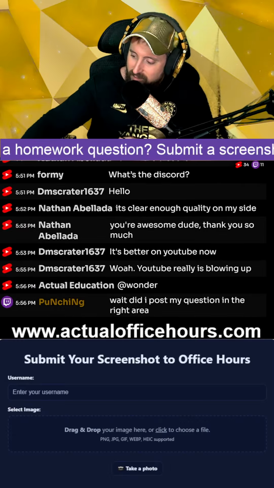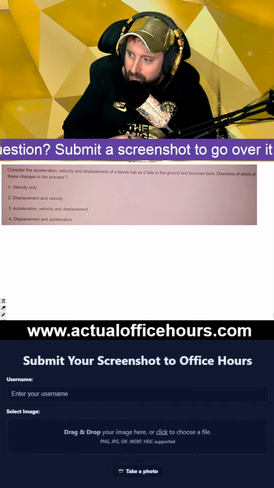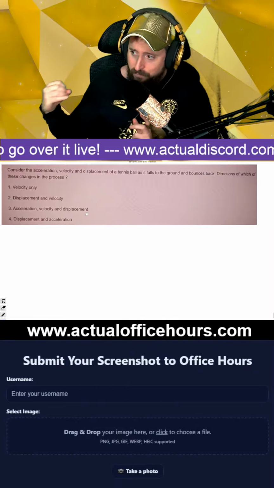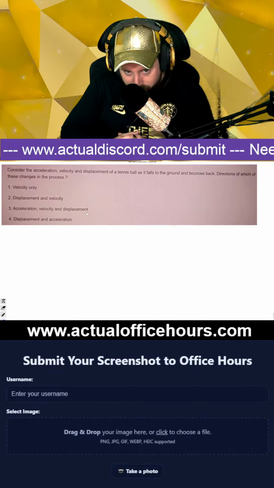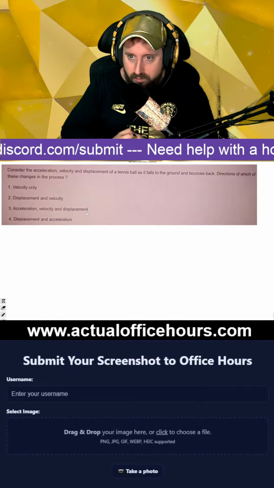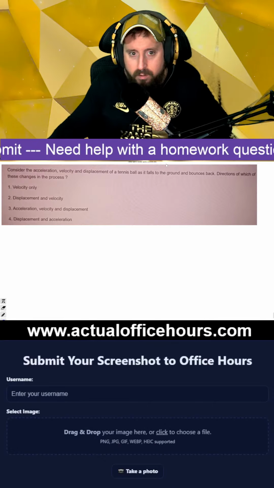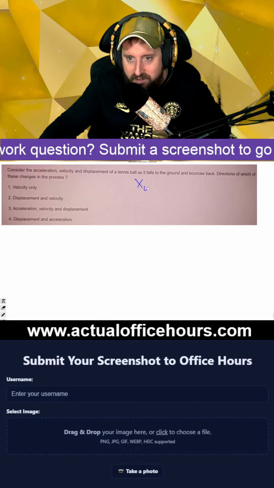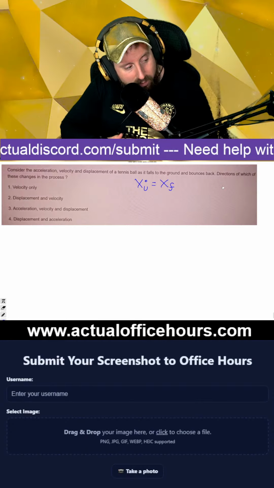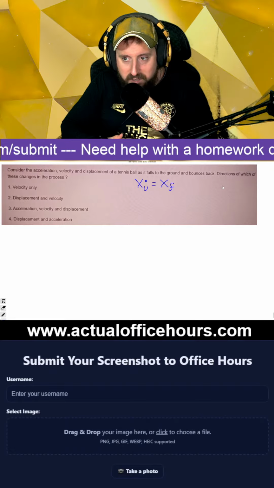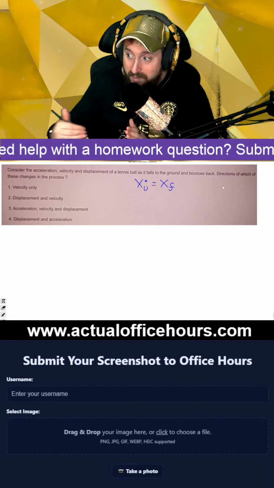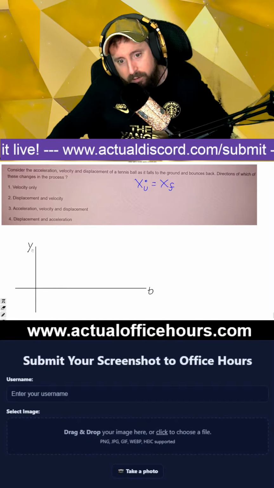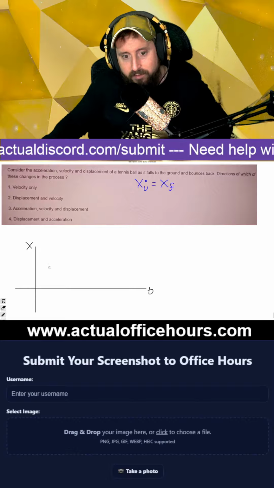Like, in the process, does that mean... Because displacement refers to the distance from your final position relative to your initial position. If it falls to the ground and then bounces back, I'm tempted to say that x initial equals x final. So I'm tempted to say that displacement does not change. But during the bounce, let's say it's y, whatever. No, x, because I already said x initial equals x final.